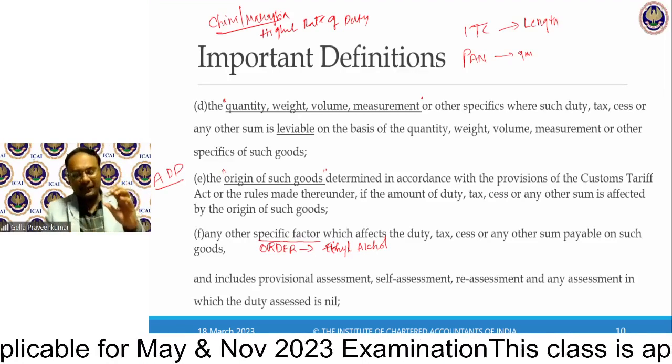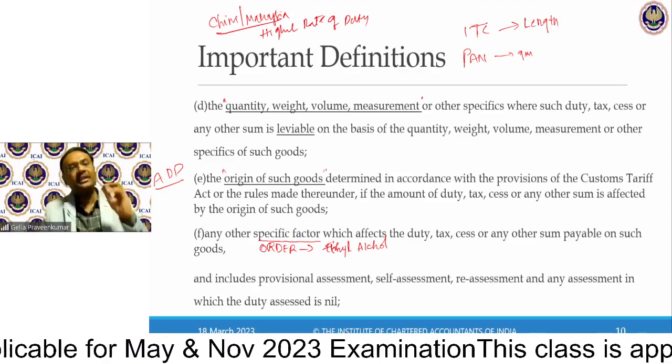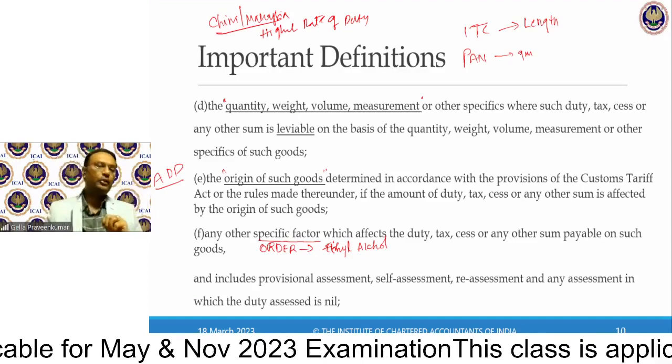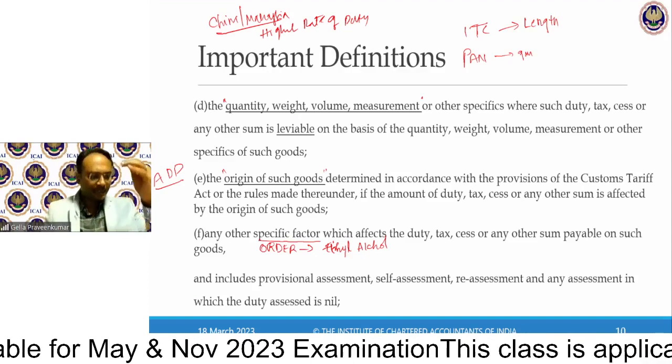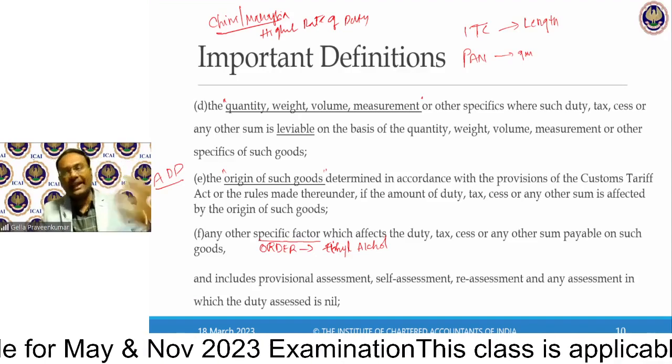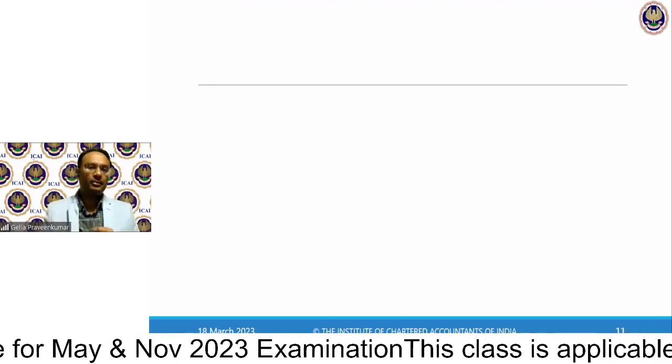So this one definition, I have spent more than 10 minutes, for the simple reason: examination, please expect a theory question for 4 marks. Examination, the moment you look at your running notes, this key terminology, you should be in a position to explain in detail for 4 marks.